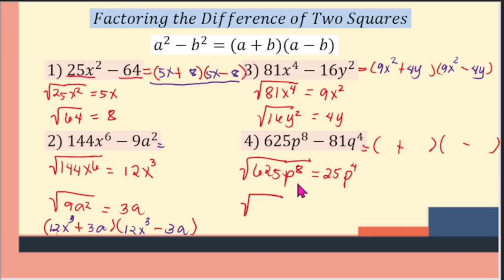Then, kunin natin yung square root ng second term, 81q raised to 4. So, ang square root ng 81 is 9. Ang square root ng q raised to 4 ay q raised to 2. So, ang final answer natin ay 25p raised to 4 plus 9q raised to 2 times 25p raised to 4 minus 9q raised to 2. Okay? So, ganun lamang po ang pagkuha ng factor ng difference of two squares.